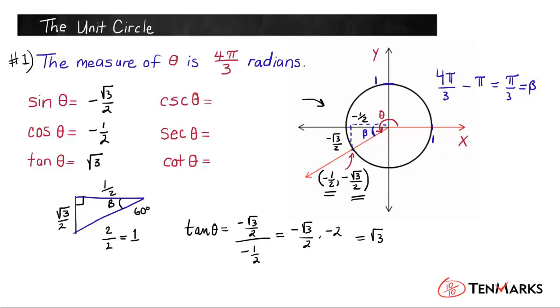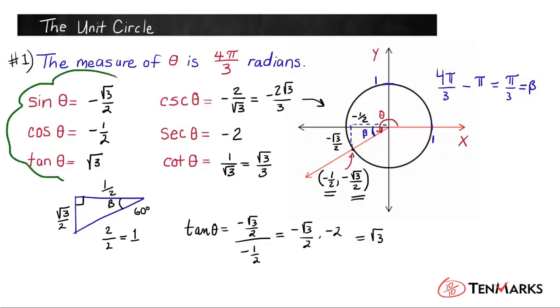And then from here, to get cosecant theta, we just take the reciprocal of sine, which gives us negative 2 over the square root of 3. And once we rationalize the denominator, it will give us negative 2 square roots of 3 over 3. For secant theta, we'll take the reciprocal of cosine theta, so that'll give us a negative 2. And then for cotangent theta, we'll take the reciprocal of the square root of 3, which is 1 over the square root of 3, and we'll go ahead and rationalize this denominator to get square root of 3 over 3. And this gives us the 6 trig functions of 4 pi over 3 radians.